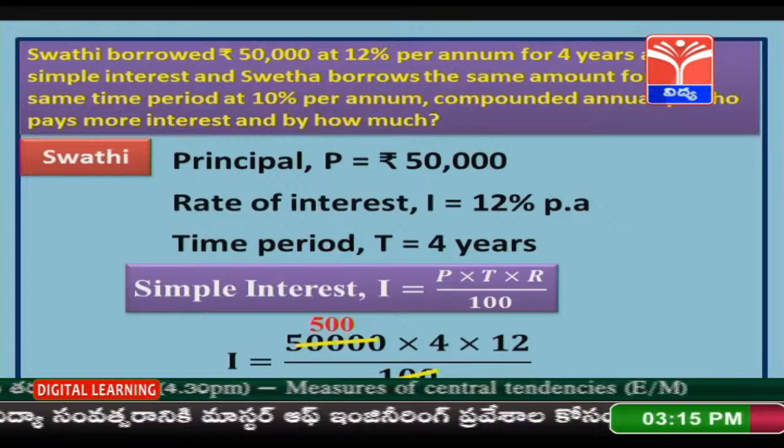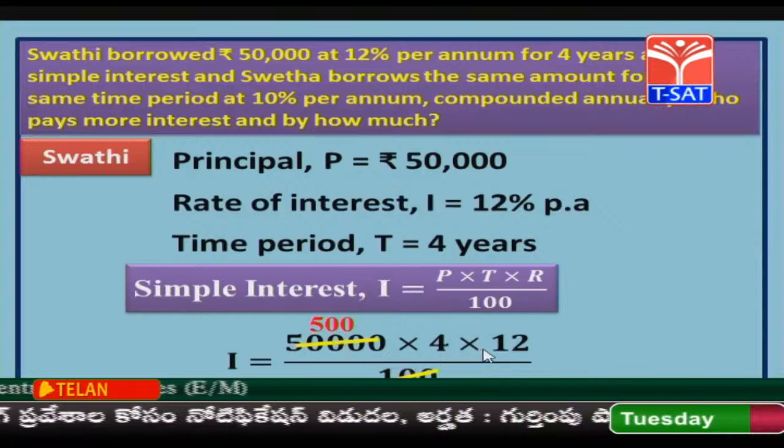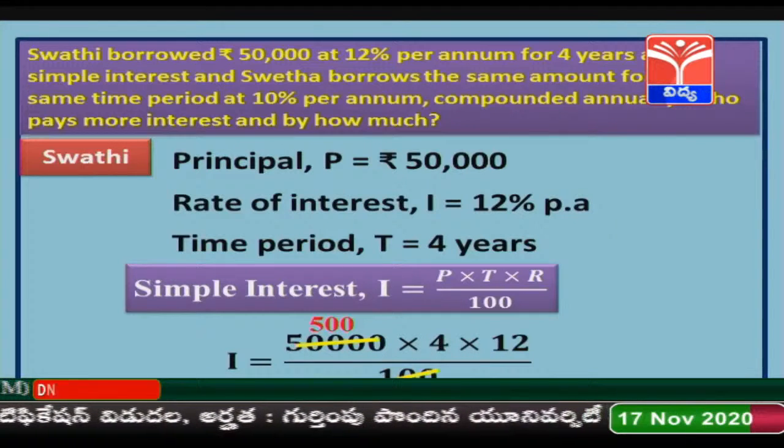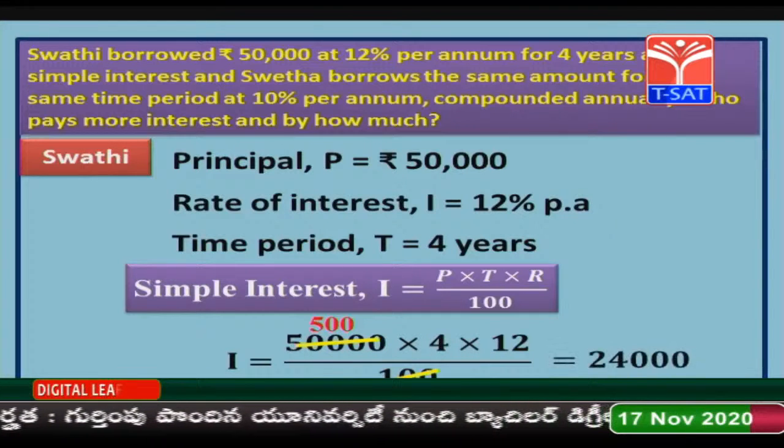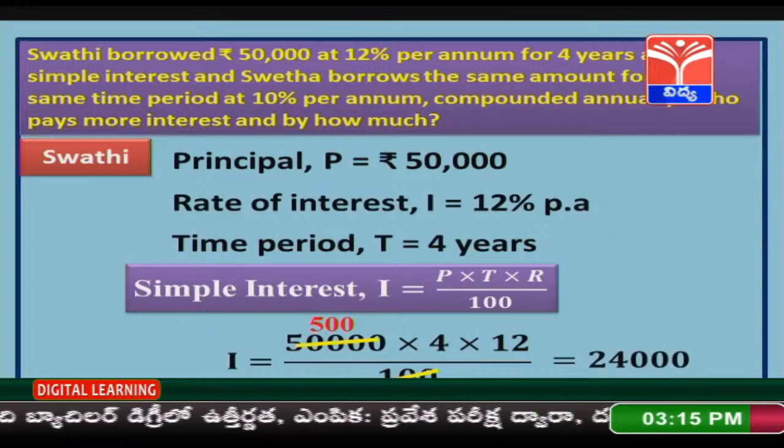Now, what is left, children? Yes, we are left with 500 into 4 into 12. On multiplying these three, we get, yes, 24,000. This is the interest Swati has to pay.